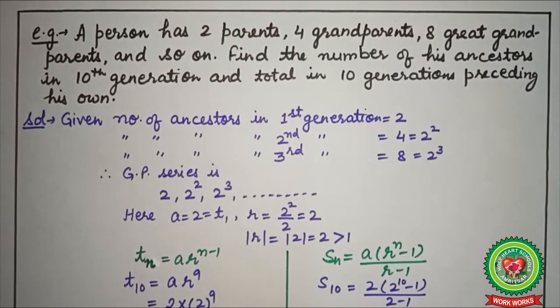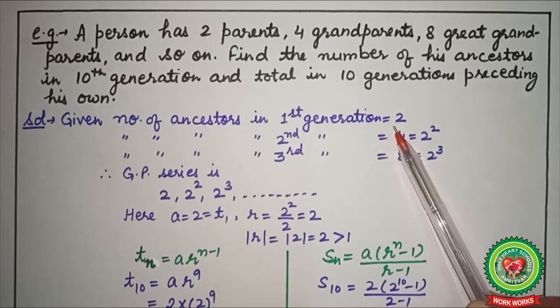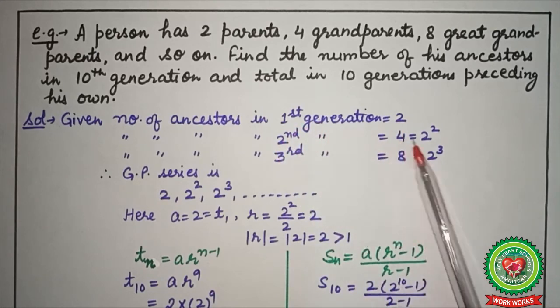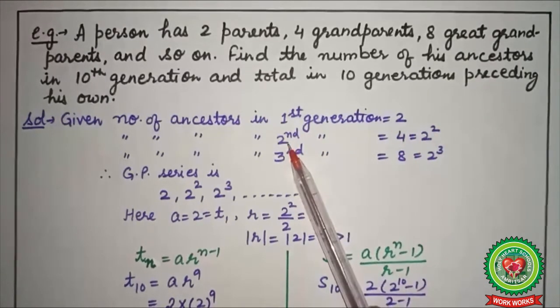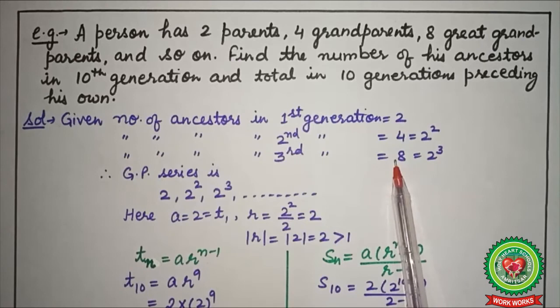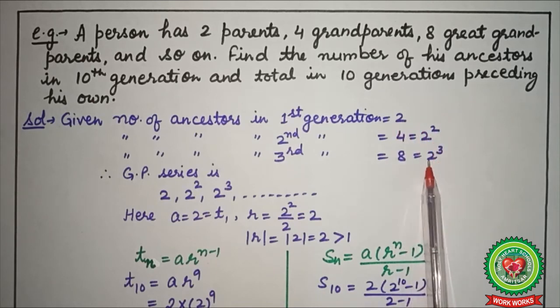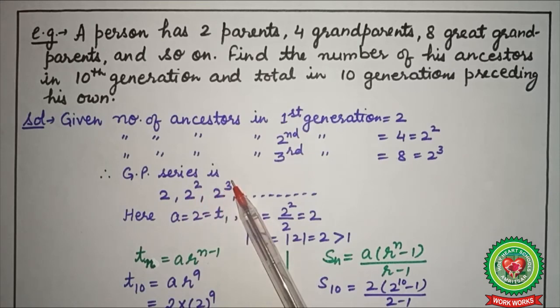Now here, the statement is given, a person has 2 parents, 4 grandparents. It means in the first generation they have 2 members, that is 2 parents. Then in the second generation they have 4 grandparents, and 4 can be written as 2 square. In the third generation they have 8 great-grandparents, so 8 can be written as 2 raised to power 3. In this way we get a GP series, that is 2, then 2 square, then 2 cube and so on.